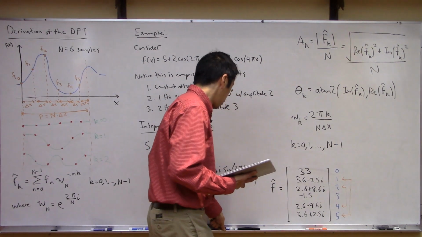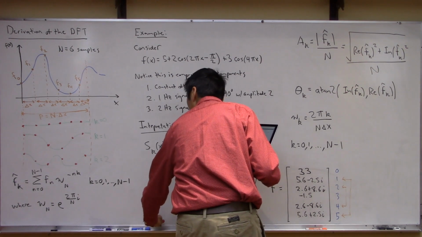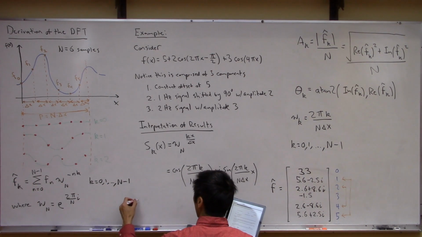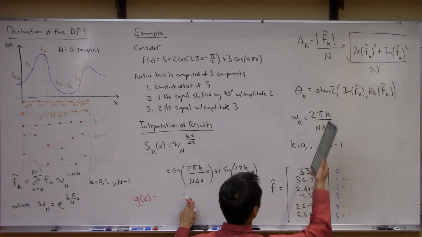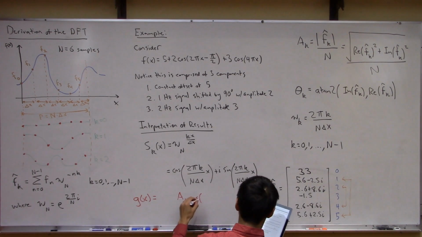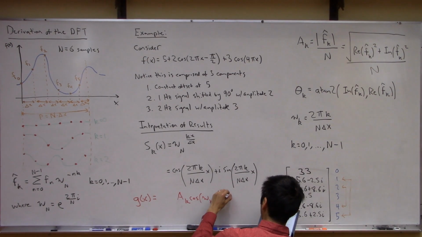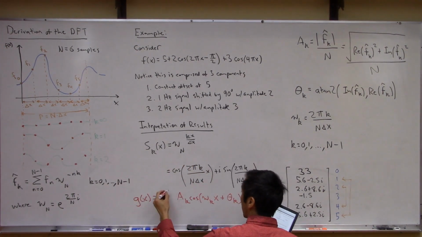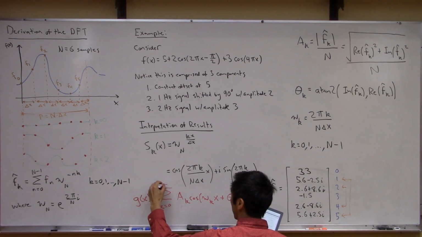Maybe I should write this down to be explicit about it. Let me do this in another color, maybe red, since we have some of these red dots. The overall approximation of the function is that each one of these gives you an A_k cosine of omega_k x plus this phase shift theta_k. This is one of the green lines effectively, and now all I have to do is sum this up from k equals 0 to n minus 1.